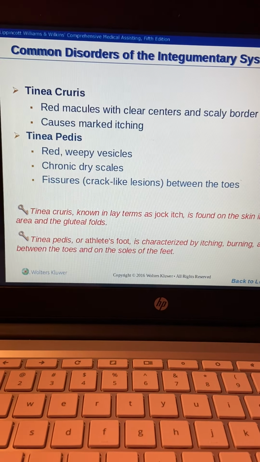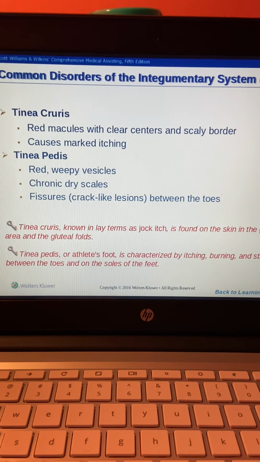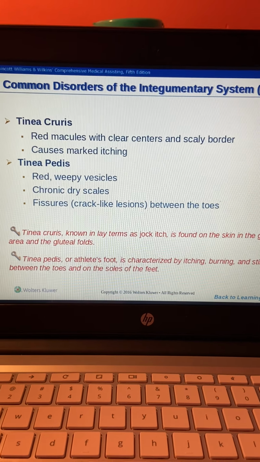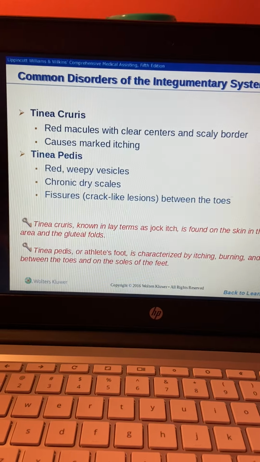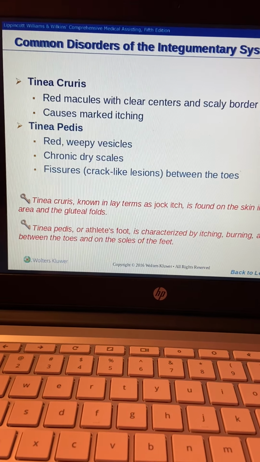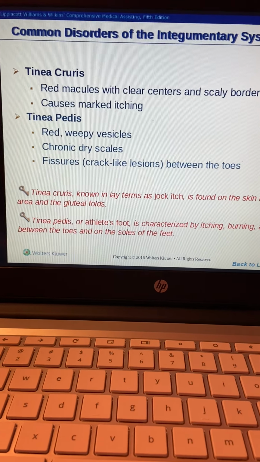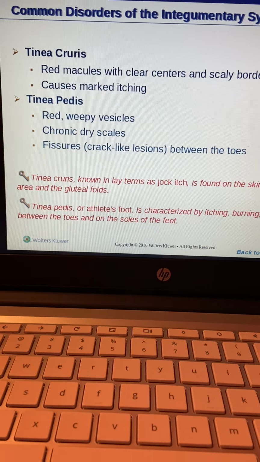Tinea cruris, these are your red macules with clear centers and scaly borders. They are marked with itching. They are known in lay terms as jock itch. It is found on the skin in the groin area and the gluteal folds.